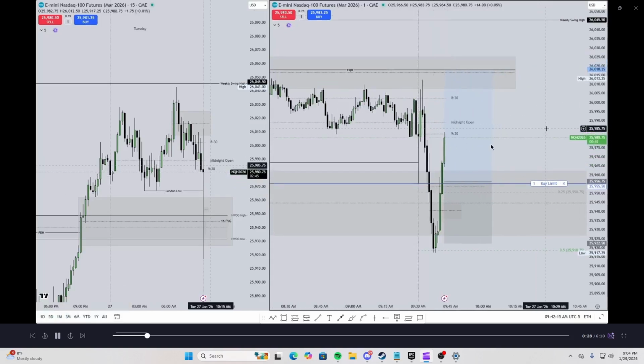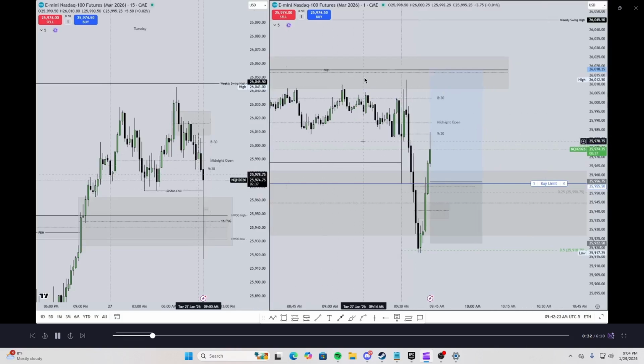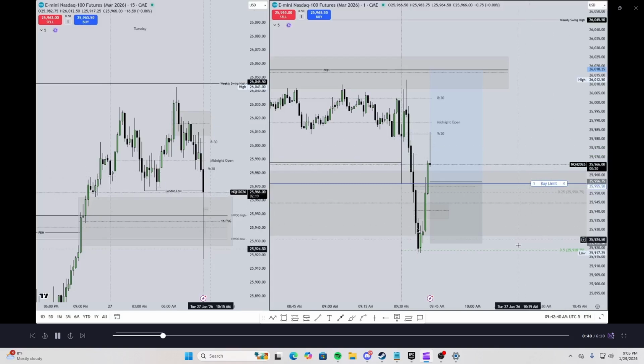What we had was an initial run lower in the morning. So we actually spiked up first, created more buy side with equal highs up here, and then had that very classic 9:30 a.m. Judas swing lower. So Judas swing is just a manipulation in the opposite direction of where you want to see price go. And where was it going?